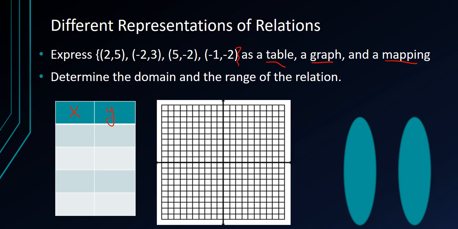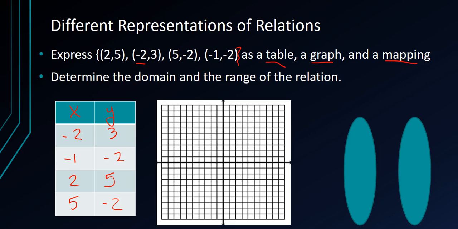So I try and put my x values in order, just so everyone has the same. So -2 would be the smallest, and that goes with 3. Then -1, -2, then 2, 5, and 5, -2. Now it doesn't necessarily have to be in order. I just like writing them that way, so everyone's is the same.